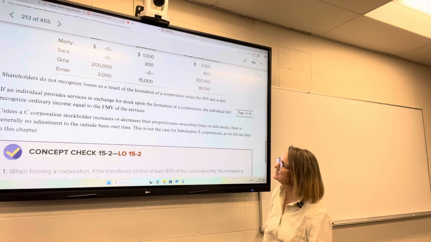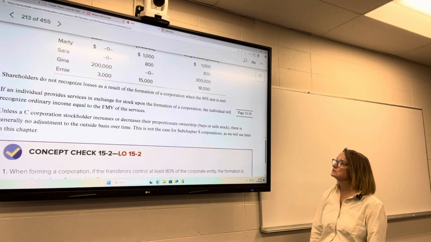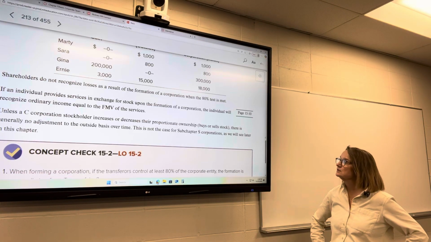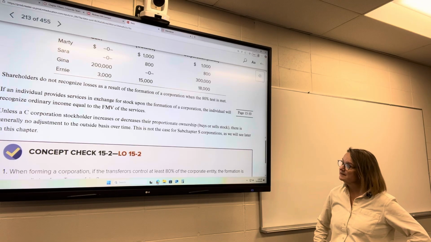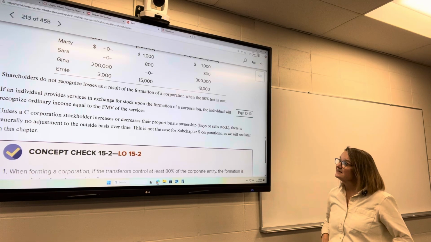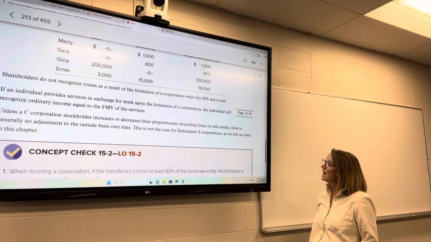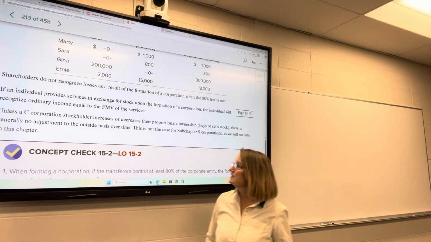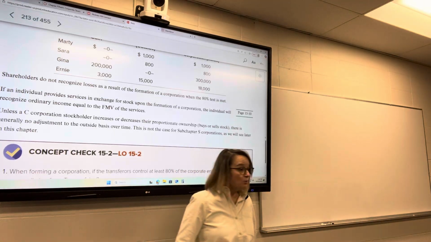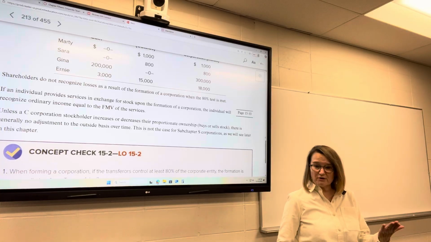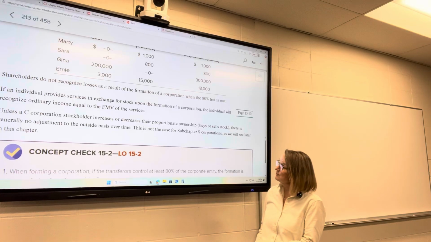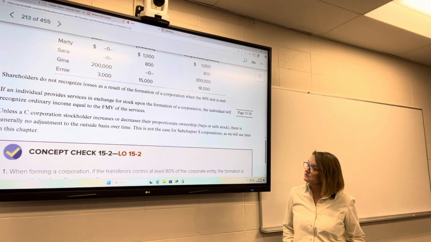Shareholders do not recognize any losses as a result of a formation when the 80% test is met. Providing services in exchange for stock, the individual will have to recognize ordinary income equal to the fair market value. So just like with the partnership, equal to the fair market value of the services.